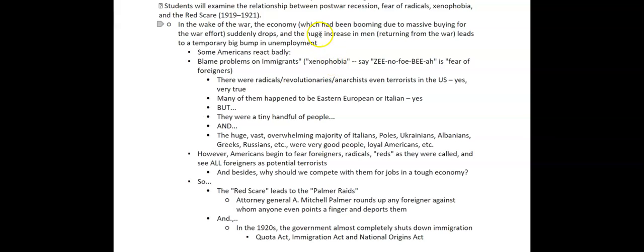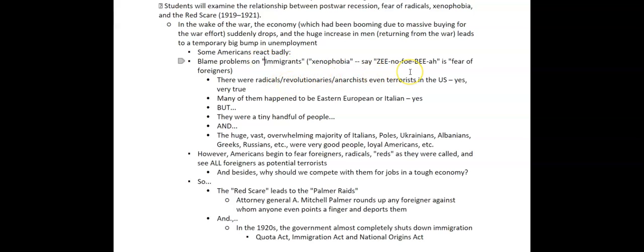Finally, here for this, students will examine the relationship between post-war recession, fear of radical xenophobia, and the Red Scare. All right. So briefly, in the wake of the war, the American economy, which had been booming due to massive buying for the war effort, suddenly stops. The economy shuts down because the war is over. And all these millions of men are suddenly being dumped into the economy as they're getting out of the army. So there's a temporary big bump in unemployment. Some Americans react in a panic and badly. They blame problems on immigrants.